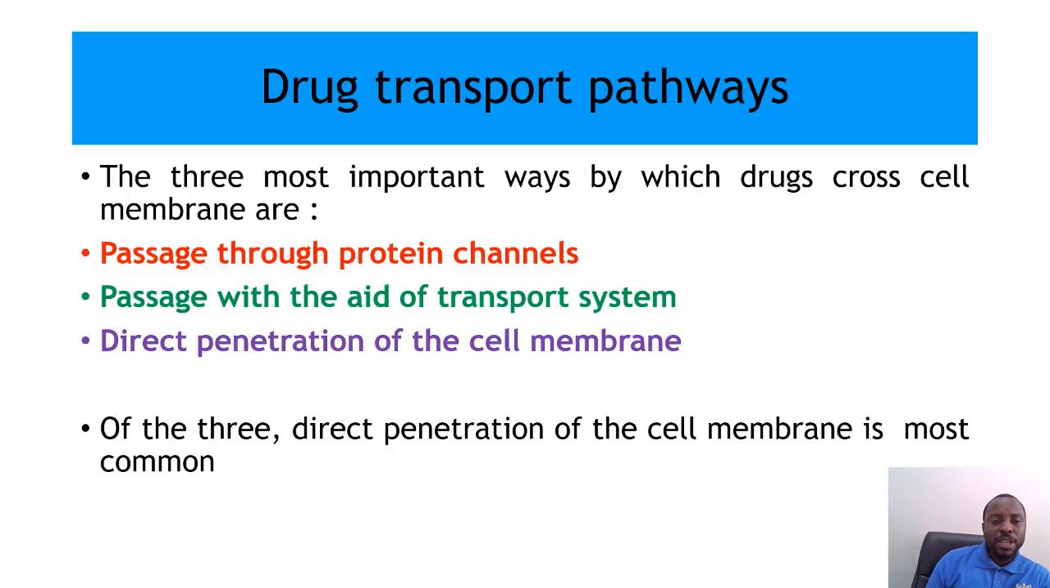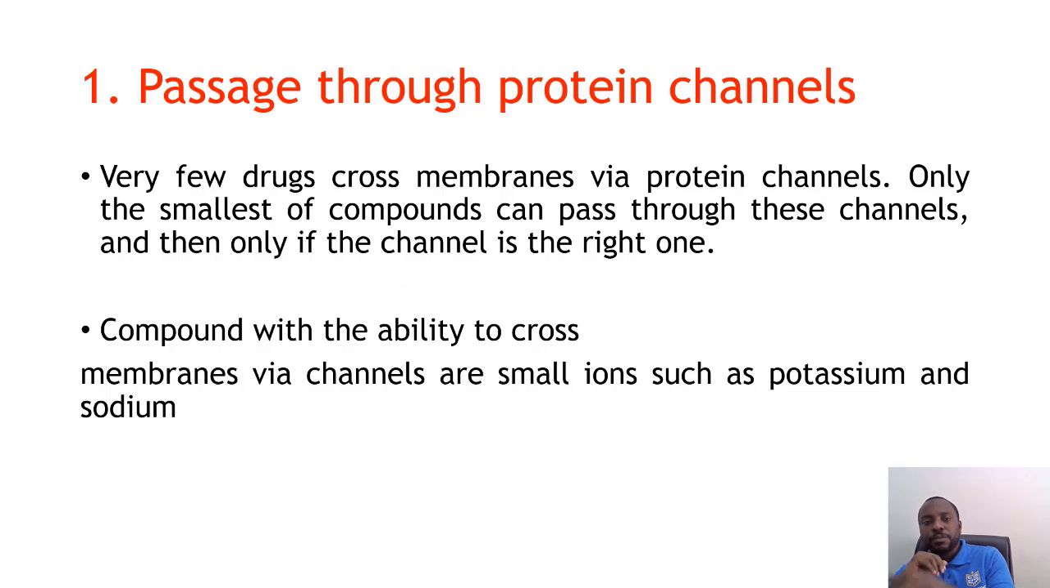So by direct penetration, the drug penetrates through the cell membrane by itself. And of all the three pathways that we have mentioned, penetration of the cell membrane is the most common. This means that most drugs diffuse through the cell membrane, or they penetrate by themselves. They don't need a protein channel or a transport system. They go through the cell membranes by themselves. So we are going to take it one after the other, then you'll see what it entails.